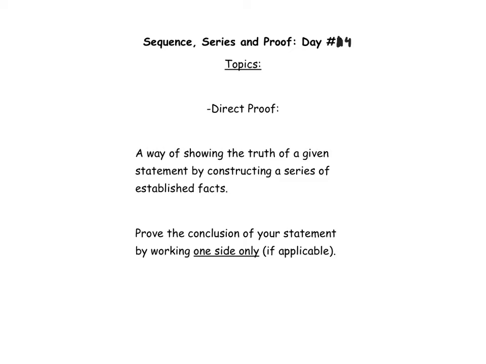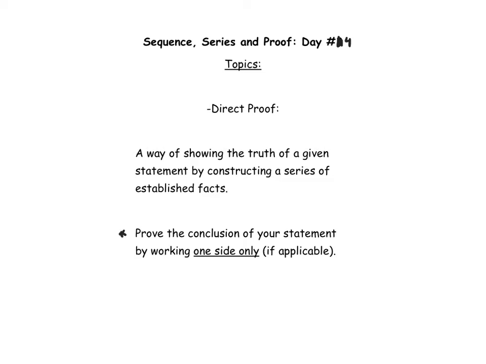Topic of today is direct proof. Direct proof is a way of showing the truth of a given statement by constructing a series of established facts. Basically, you're going to use what we know as foundational facts in order to show equivalence. Many times you'll have an equation, and as you can see down here, you would choose one side only. If you work both sides of an equation at any given time, that is an invalid proof.